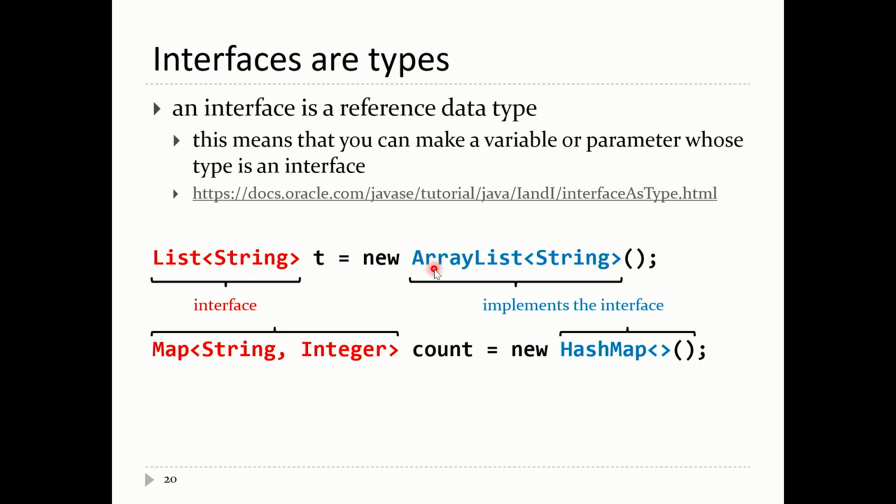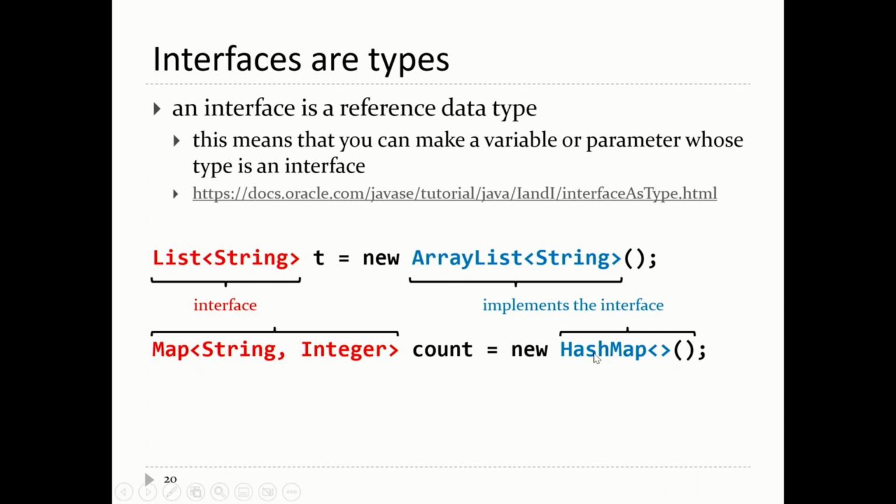Right? So here I make an ArrayList object, right, using new and its constructor. On the right-hand side, though, I can make a variable whose type is not ArrayList, but it's just plain old list. Right? Similarly here for the hash map, right, I can make a hash map object, but I can store it in a variable whose type is just plain old map. Right? And so what does that let you do?